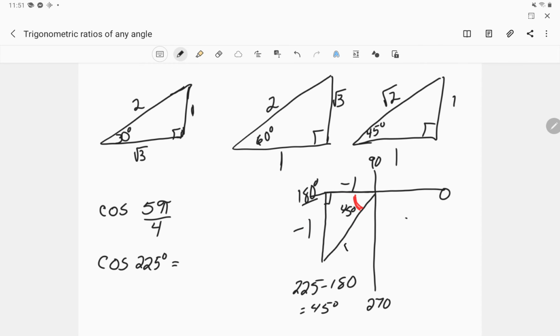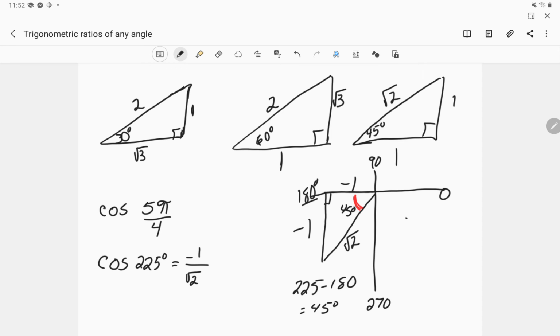Those are going to be negative. The hypotenuse is always positive. So now if I want to know what is cos of 225, cos is adjacent, which is negative 1, over hypotenuse, which is root 2. Now they leave that as the answer in the textbook.